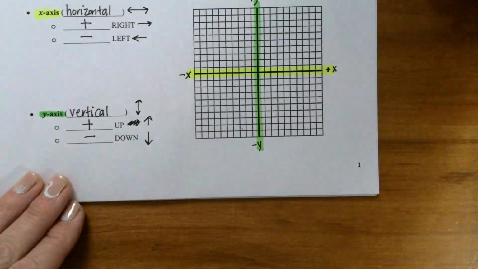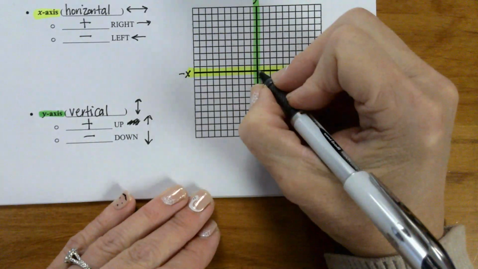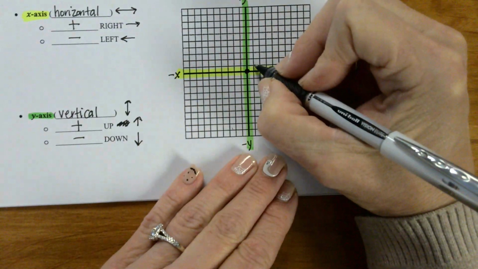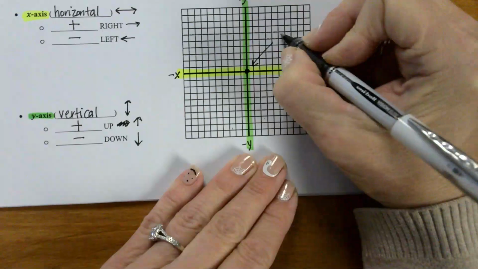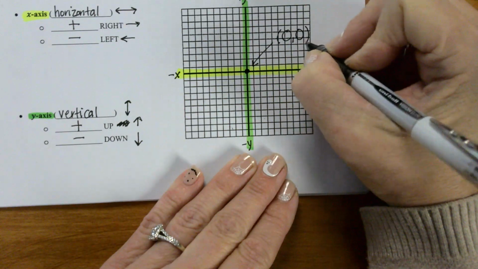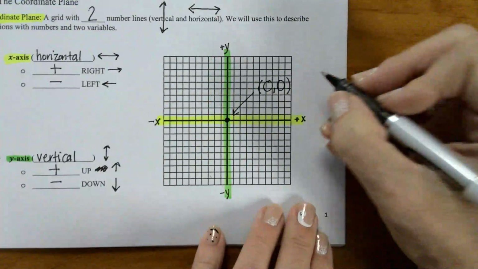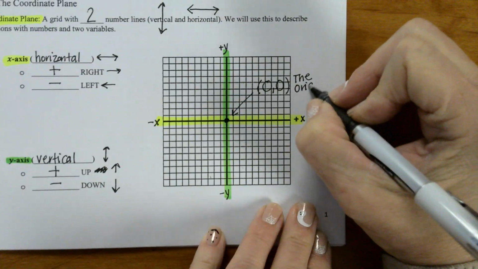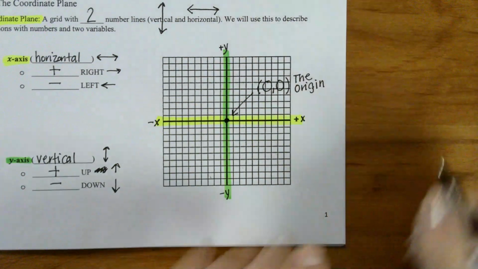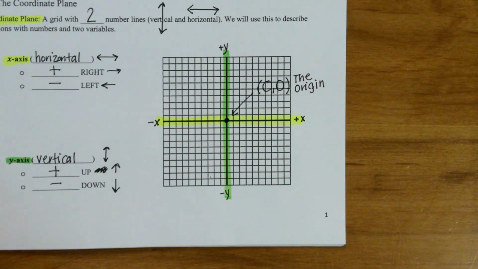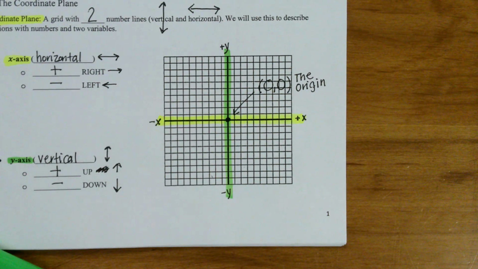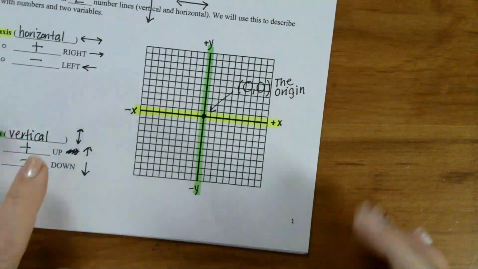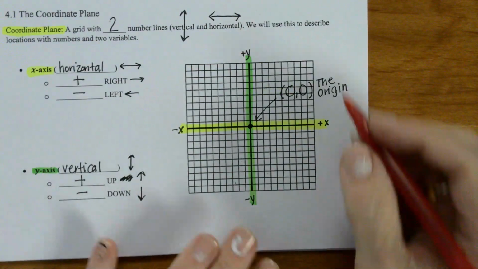Okay, in fact, what's this dot right here? Anybody know what that is? Well, it's an ordered pair, so it's 0, 0. Sometimes you will see it referred to as the origin. Whenever you go to graph, that's where you start. You start from the middle and you work your way left, right, up, down.